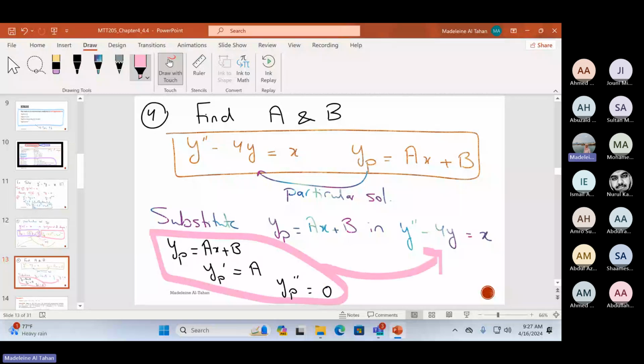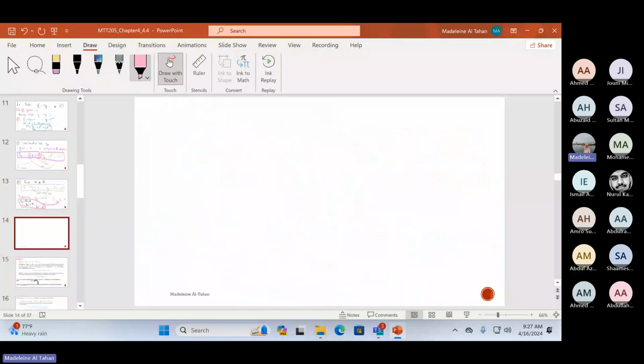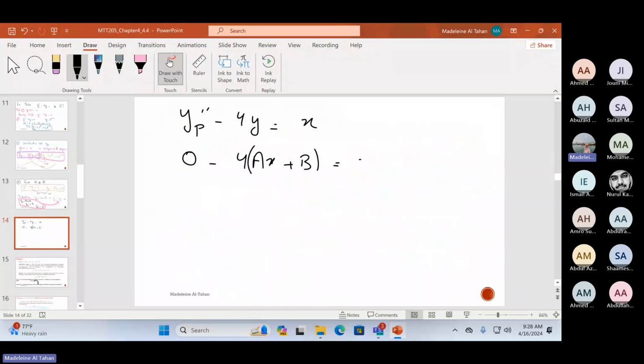We will substitute them. What will we get? Let me write it in front of us and check what we should get. 0 minus 4A, okay? So after substituting y' minus 4y equal to x, we will get 0 minus 4A minus 4y, right? With y equal to ax plus b, equal to x.